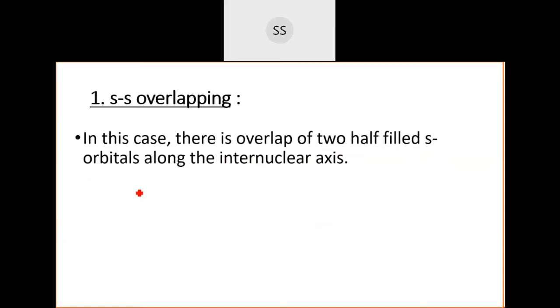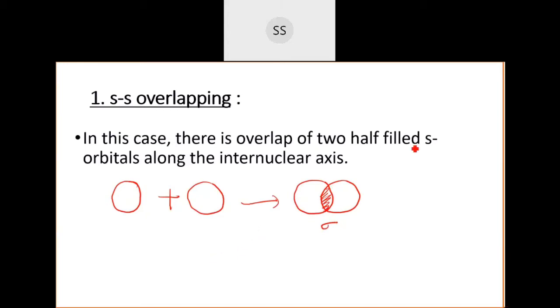So here, see, I will take one s orbital and then another s orbital. You fuse them together. If they overlap in this way, then the bond which is formed over here is called a sigma bond. I will tell you that: if one is perpendicular and the other one is on the axis, you have that type of overlapping.